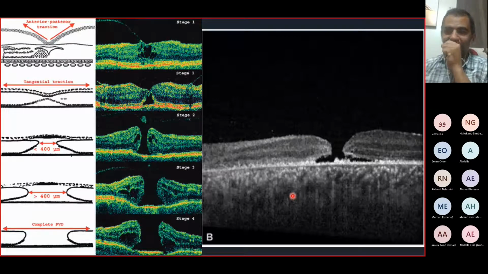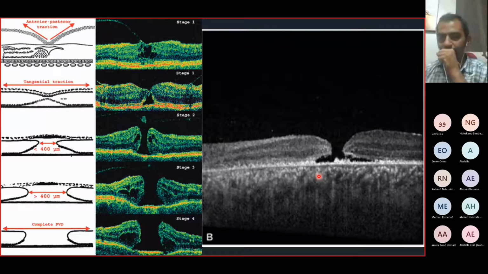This is not common except in myopic macular holes, which may progress to myopic macular hole retinal detachment. So the retina may detach because of the myopic macular hole, but this happens only in myopic macular holes and not in idiopathic macular holes.